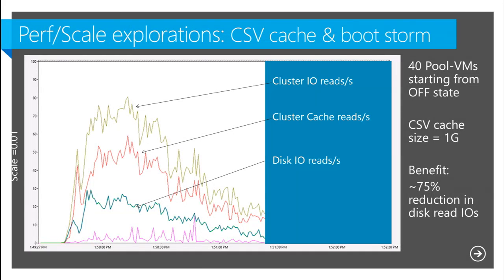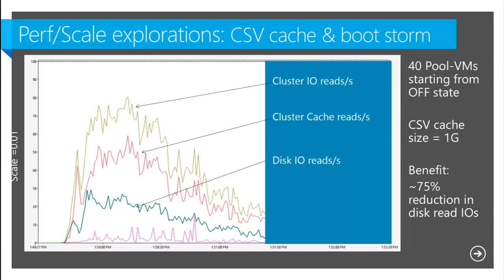In this example, it's 40 pool VMs starting from off state. So it's basically a boot storm, which is very I/O heavy. The top chart shows the cluster I/O reads, and these are all the I/Os that are coming to the CSV, and the CSV must satisfy. The red line shows the I/Os that are satisfied from CSV's cache. So most of the I/O are satisfied, and some of it is not, which is the green line that goes to the storage. So this is a CSV cache.